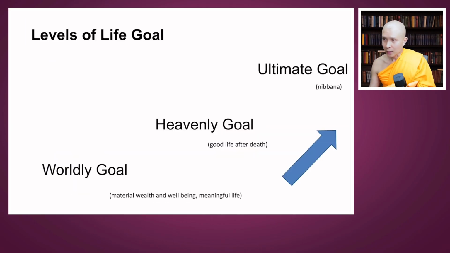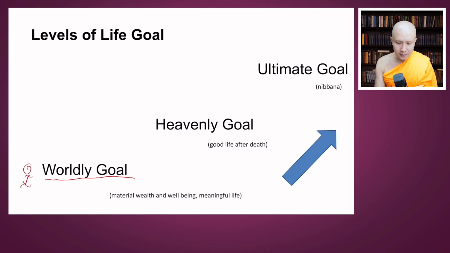At least there are 3 goals of life that are mentioned. First is called the worldly goals. Worldly goal means in this life that we are already born as a human being. Okay, you set goals to make sure that you can not only support yourself, you'll be able to support your family as well. It's focused on material wealth and well-being and living life in a meaningful way.